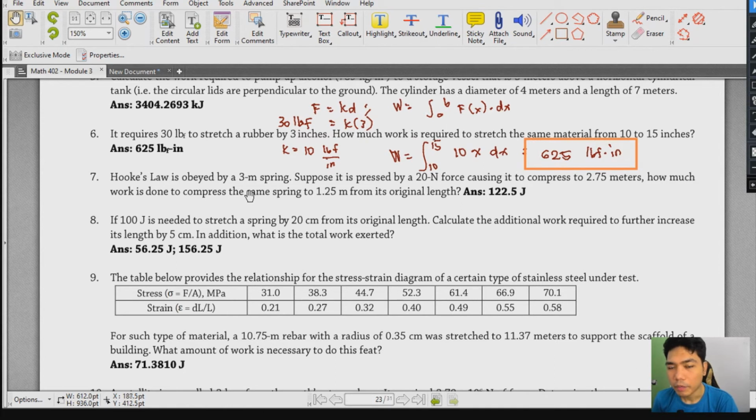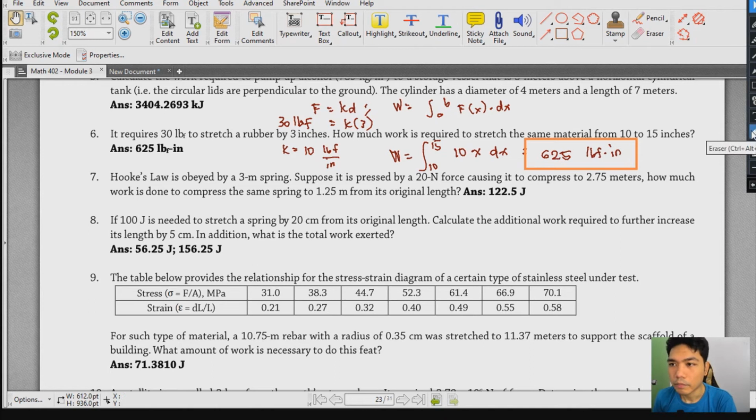But probably the tricky part here is the compression: 20 Newton force is used to compress 2.75 meters. So how much work is done to compress the same spring to 1.25 meters from its original length? You have to remember some points here: when you use the lower and upper limit, you have to make sure it's always in reference to the original length. Even if it's 3 meters, you can't just use 1.25 to 3, because it's compression. So technically, you just have to account for your certain displacement.